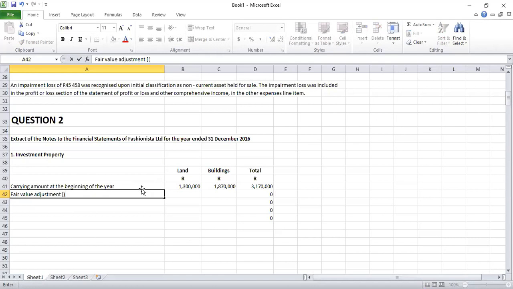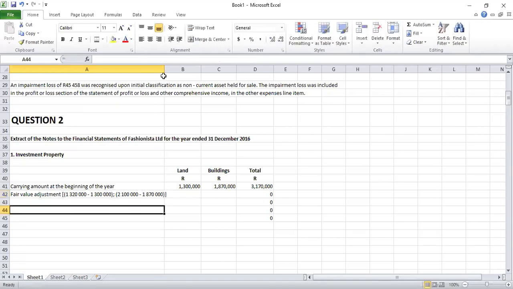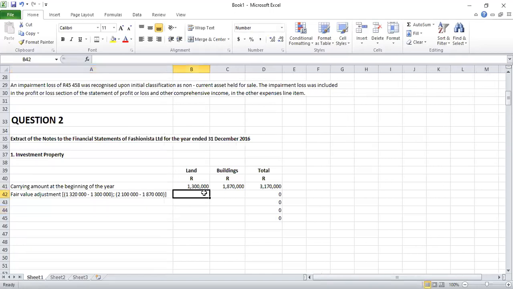Fair value adjustment will simply be the difference between the new value and the old value. So we'd say 1,320,000 minus 1.3 million. Then 100 minus 1,870,000. What do we get? I think the 100. Let's see. 100 minus 187. I am getting 230,000. Is it 30 or 200? 230. Thank you. And the first one? The other one was 20,000. Yes. All right.